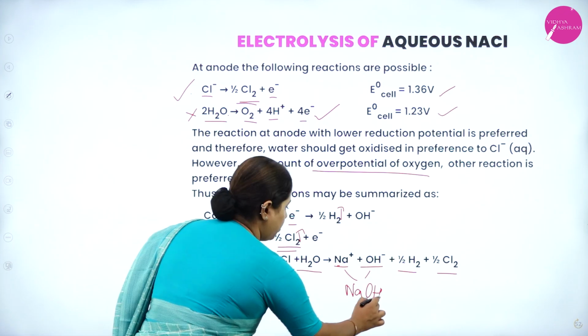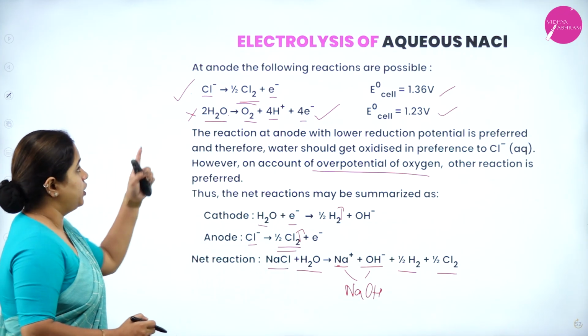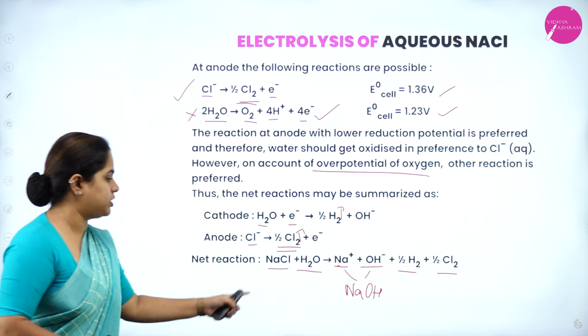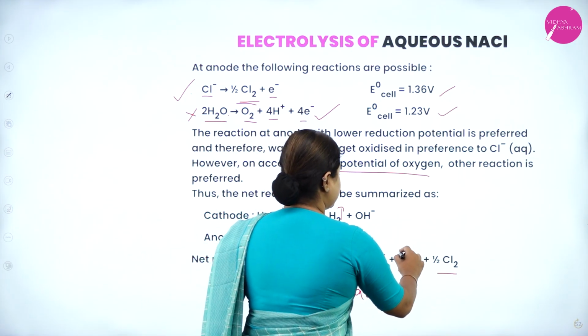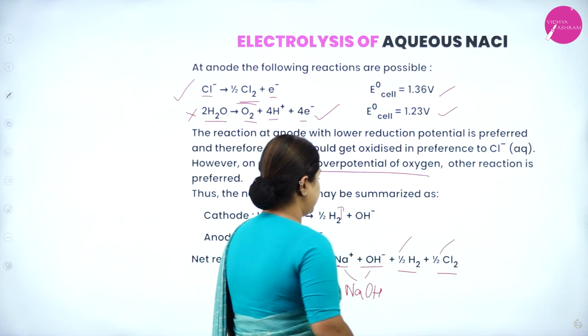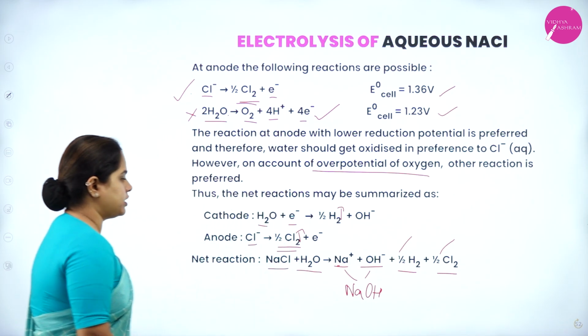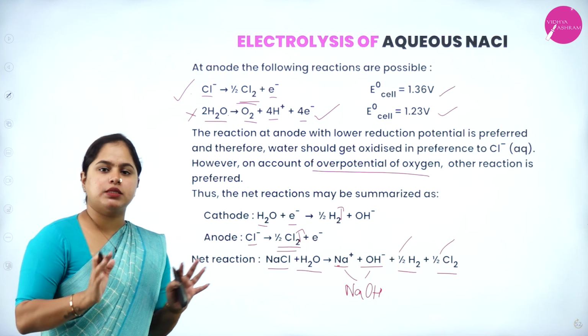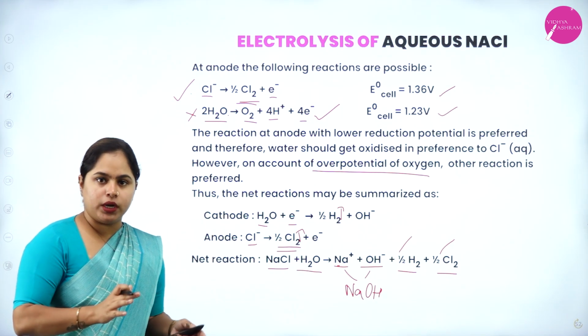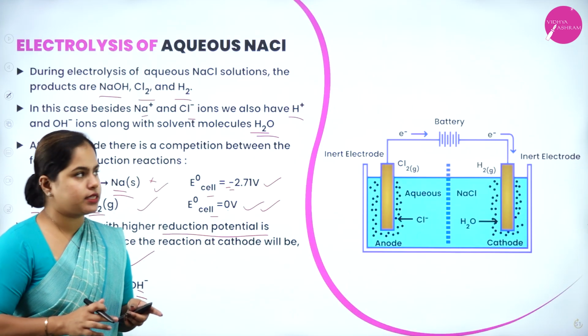So what are the products of electrolysis of aqueous sodium chloride? It will be sodium hydroxide, hydrogen gas and chlorine gas. Hydrogen gas at the cathode, chlorine gas at the anode, and sodium hydroxide will be present. I hope it is clear. So I hope the products developed in fused sodium chloride and aqueous sodium chloride are clear for you.